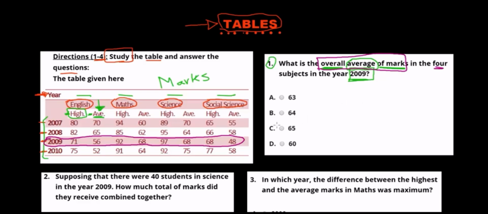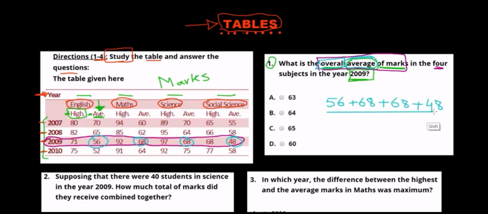So the first subject in 2009, the average was 56. The average was 56 for English in the year 2009, and the average for math was 68, and the average for the next subject, science, was also 68, and the average for the next subject, social science, is 48. So what do they want again? They want the overall, which is why we are adding them, but they're saying the overall average, which means we need to work out the average once more. We know how to get the average. We did that in algebra, remember?